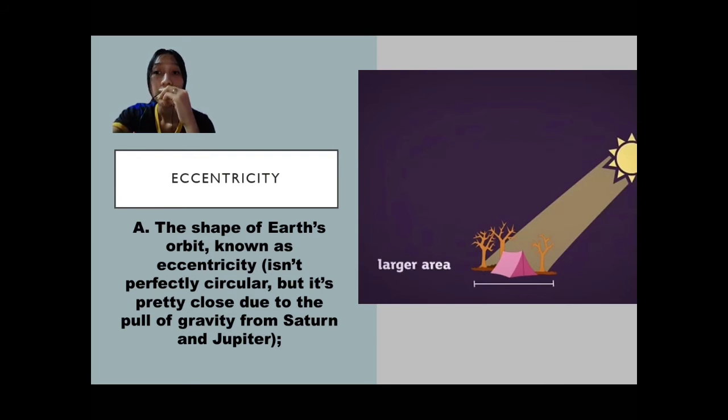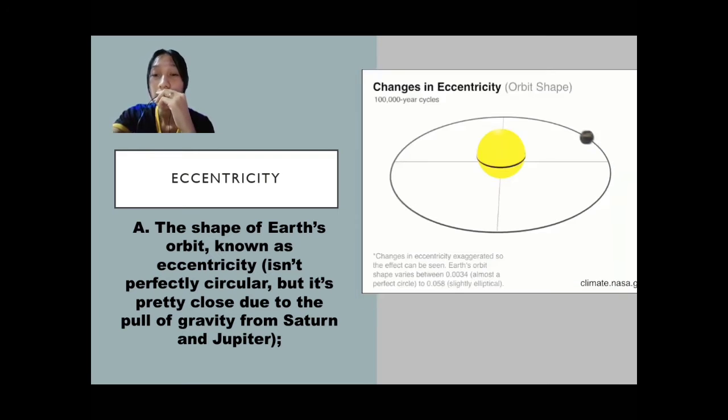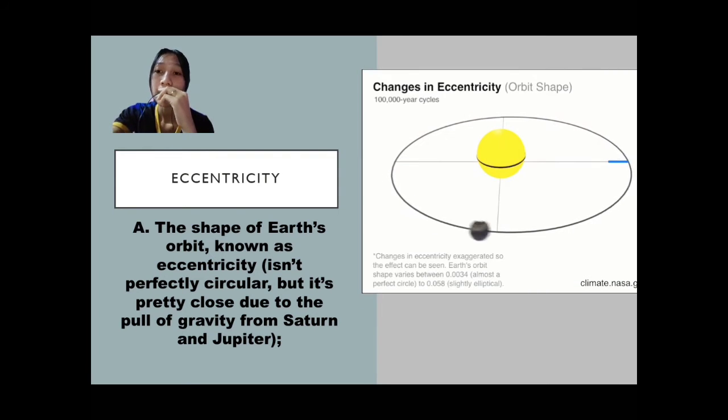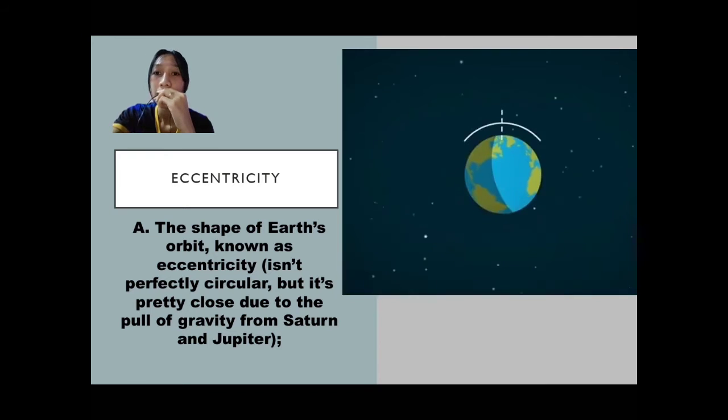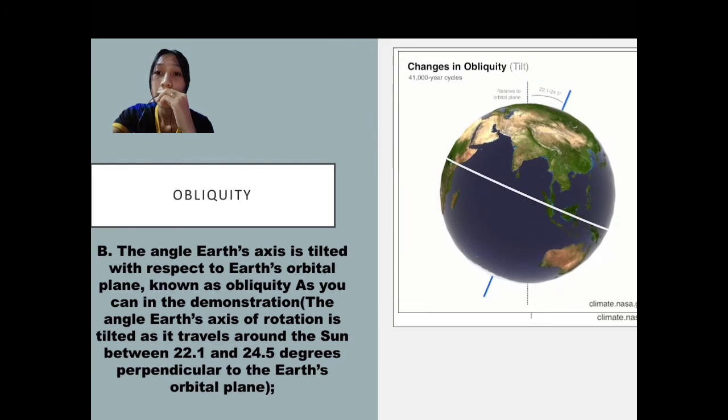The total change in global annual insolation due to the eccentricity cycle is very small. Because the variations in Earth's eccentricity are fairly small, they are relatively minor factors in annual seasonal climate variation that affect climate change. The next one is the angle Earth's axis is tilted with respect to Earth's orbital plane, known as obliquity.